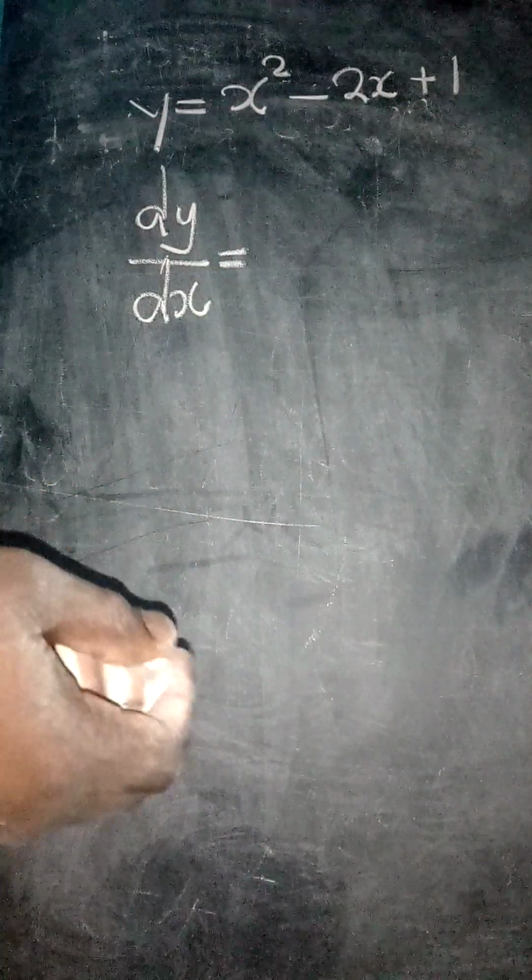So the first step, use what we call differentiation calculus for you to answer this kind of question. So you introduce what we call dy dx equal to, meaning where there is y, you put dy dx, since we are using differentiation calculus. x power 2 minus 2x plus 1.